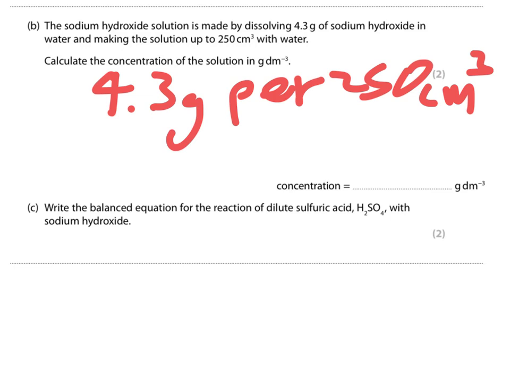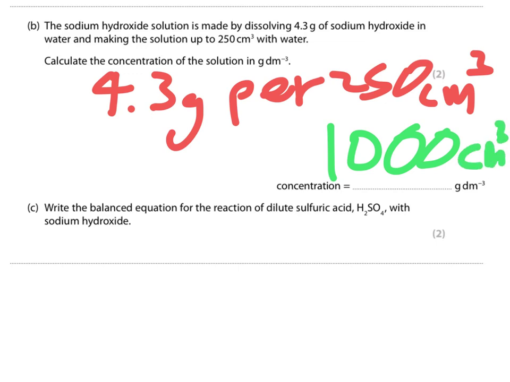But we want to know how many grams we have in a dm cubed. How many grams per dm cubed? Well, 1 dm cubed is 1,000 cm cubed. So 1,000 cm cubed.